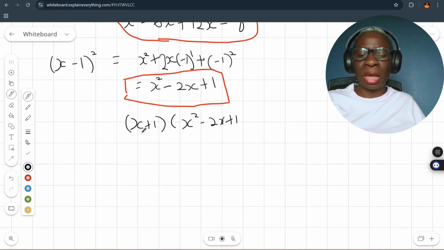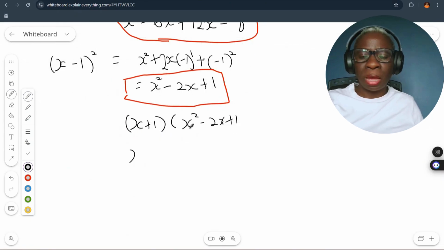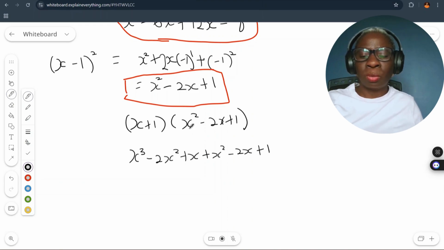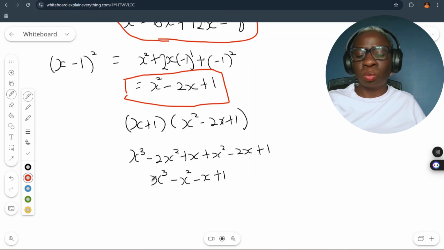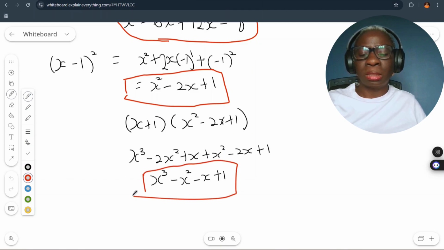So x plus 1, so x times x now would give x raised to power 3 minus 2x squared plus x. Then we pick 1 plus 1, that will now be plus x squared minus 2x then plus 1. So that we have x raised to power 3 minus 2x squared plus x squared would give minus x squared. Then plus x minus 2x would give minus x then plus 1. So this is what we will now subtract.